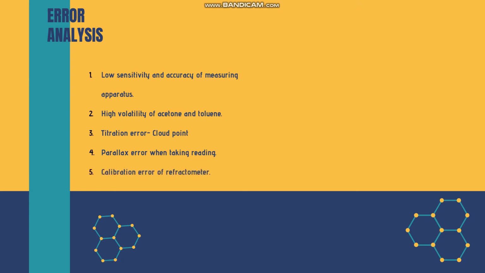Number 5 is the calibration error of the refractometer. During the calibration of the refractometer, we must first clean the refractometer with the solution we will be testing. There might be some mistake if the refractometer is not cleaned well, so that the refractive index that we obtain is not accurate.